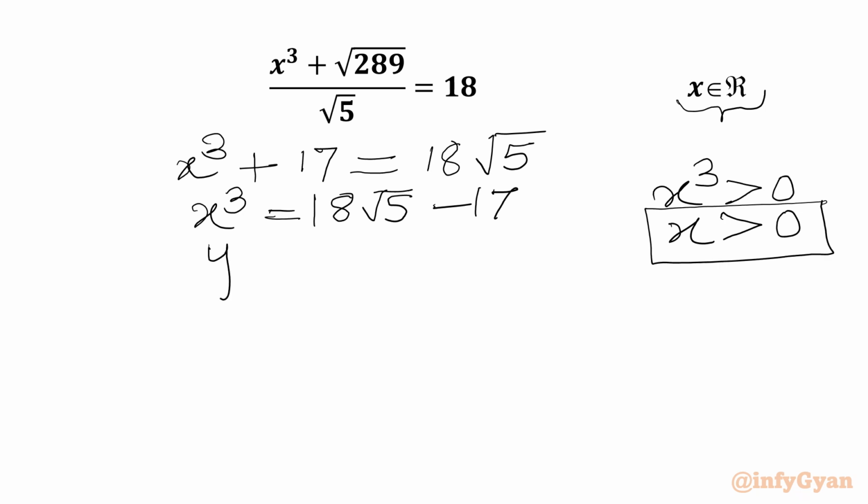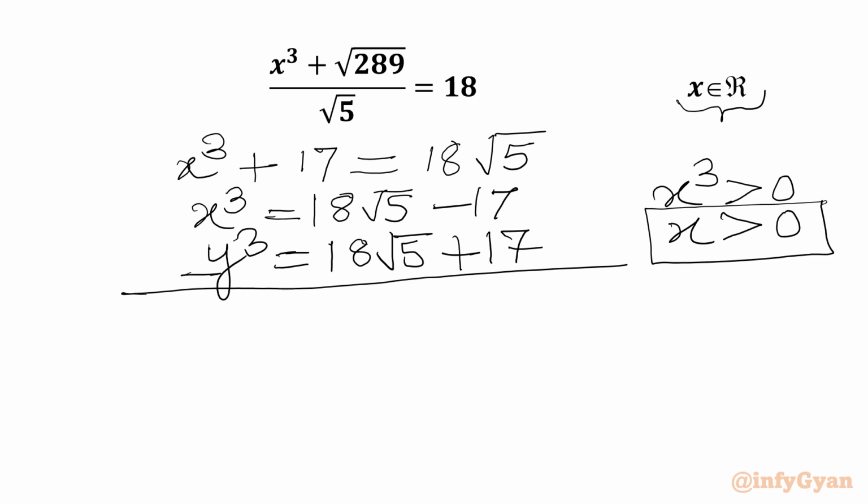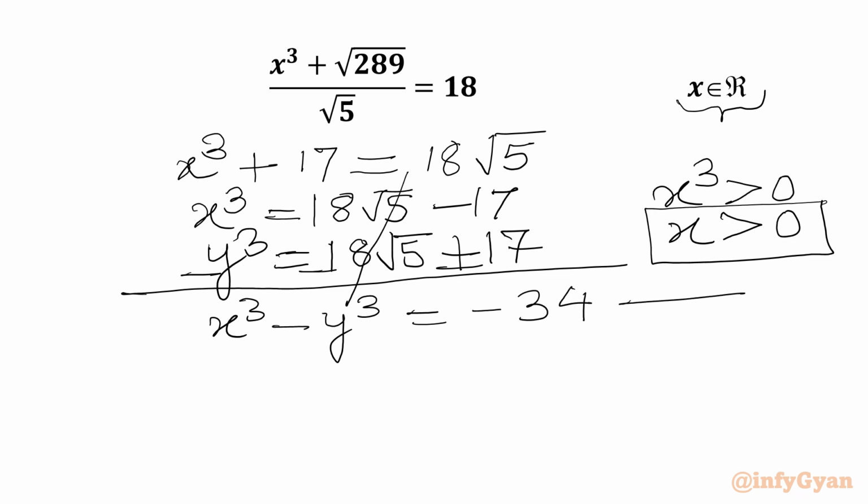Now we can assume another function y cube which is the conjugate of x cube. So I will write here 18 square root 5 plus 17. Now we will subtract the second equation from the first one. So 18 square root 5 will be cancelled out. We will write our equation x cube minus y cube will be equal to minus 34. This equation we will call equation 1.